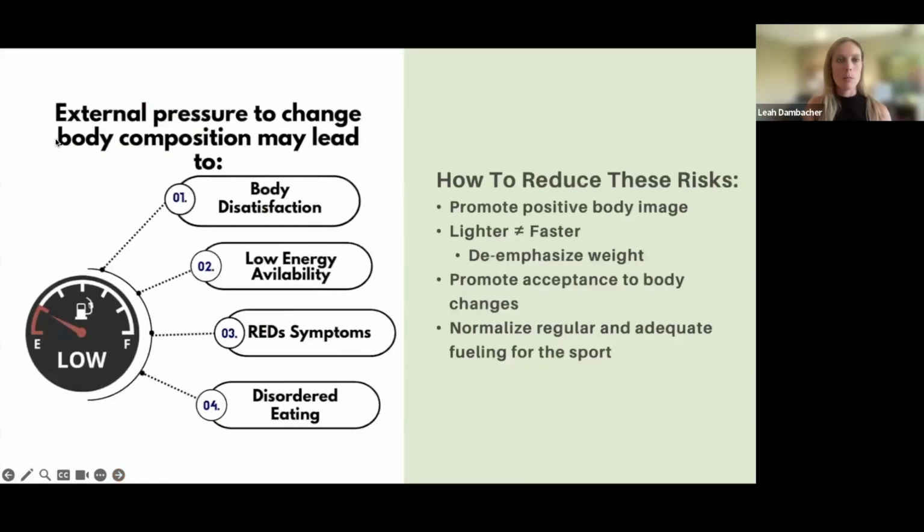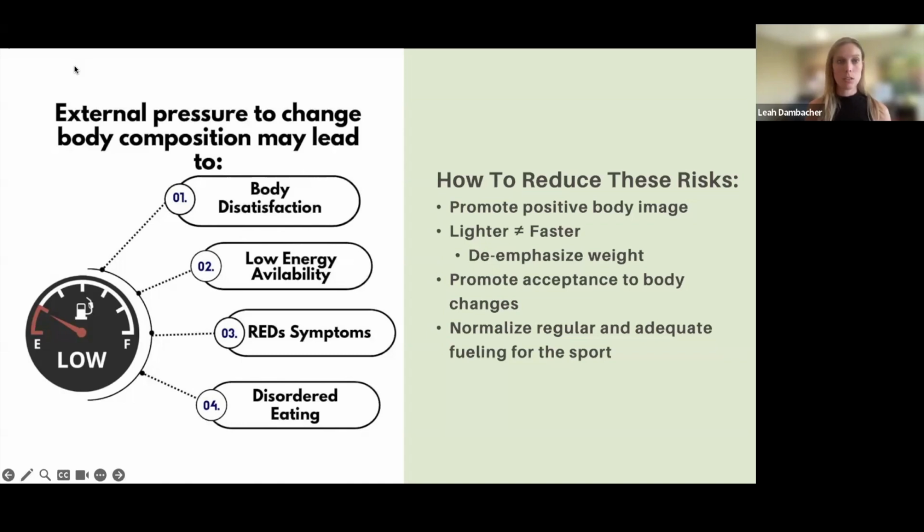So as we mentioned, some of these external pressures to change the athlete's body, change their weight, can be really problematic and can be a risk factor in developing disordered eating, which can lead to these REDS symptoms or low energy availability, and the athlete just having really low body satisfaction. And of course, this is something that we do want to prevent.